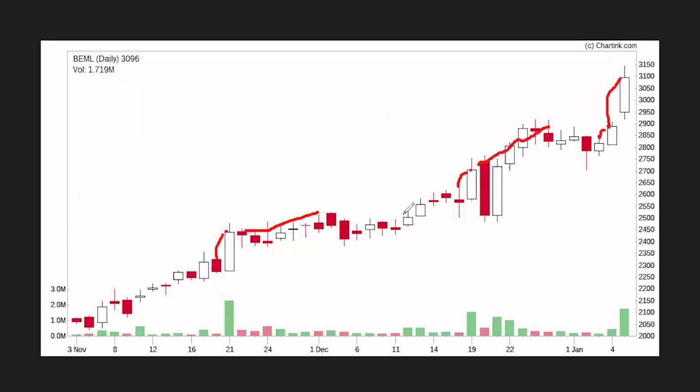For example, here, the price closes higher than the previous candle. The same here, same here, same here. When a candle closes higher than the previous high, it goes up after that. This is the pattern that appears in an uptrend.